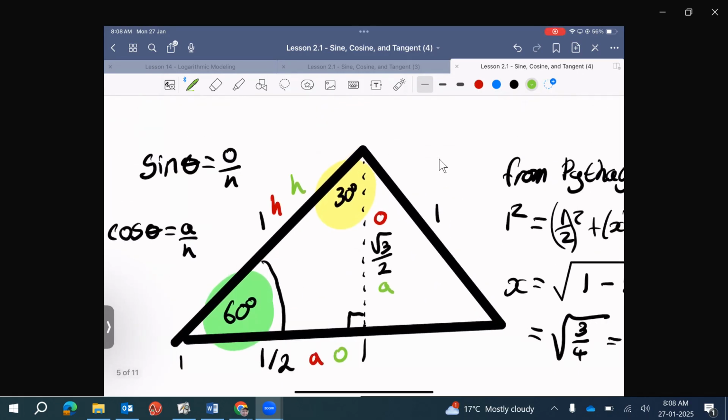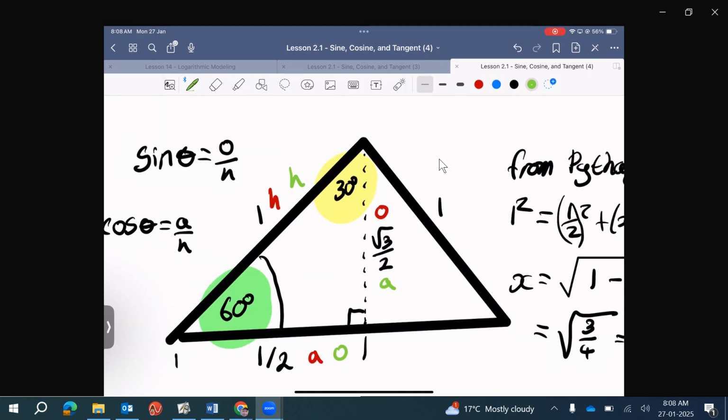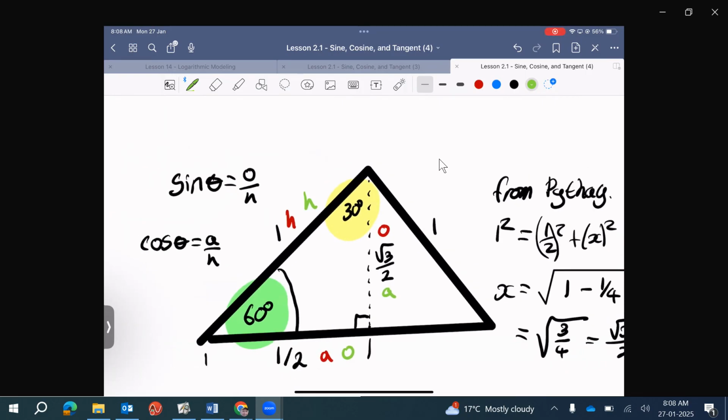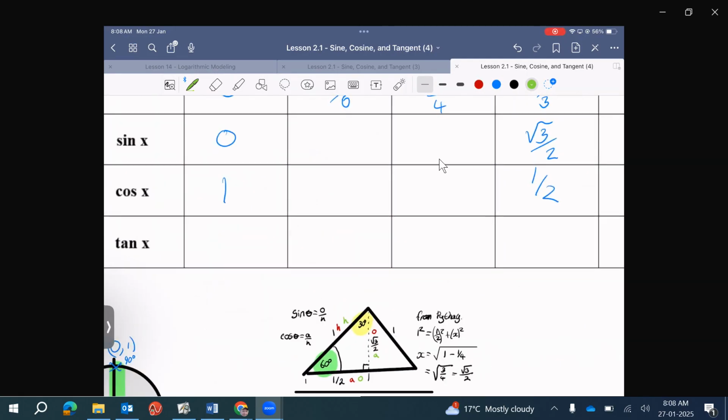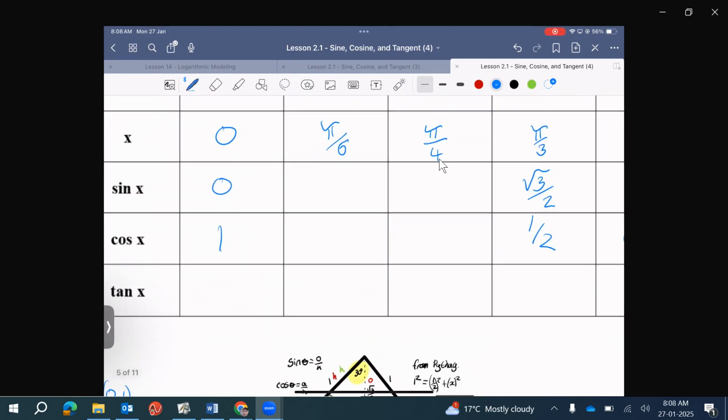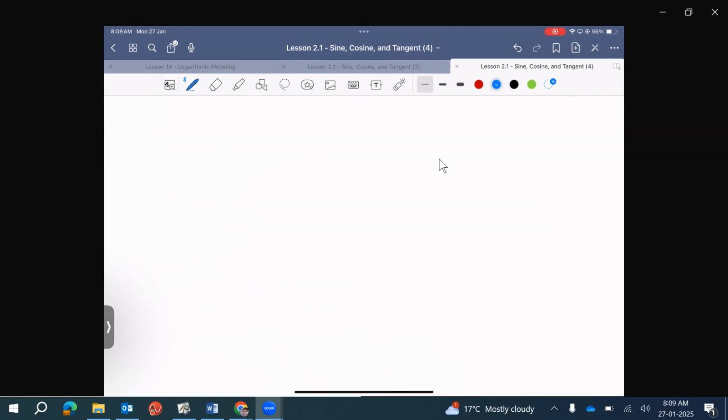What is the sine of 30 degrees? A half? What is the cosine of 30 degrees? Pop these two in. All we need now is one more special right triangle.